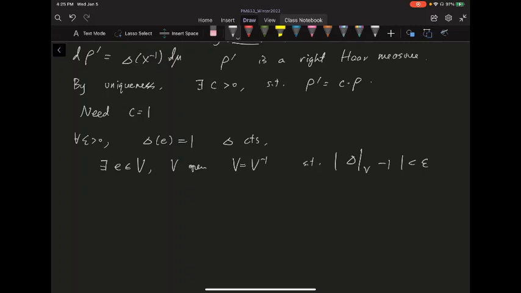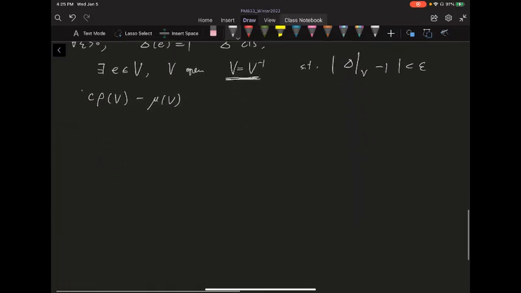So now because of that, if I want to compare c rho of V and mu of V, on one side, because this V is symmetric, I pick it so that V and V inverse are the same. So rho of V and mu of V should be the same. If I do the absolute value here, on one side, this is just equal to c times mu of V minus mu of V, which just equals c minus 1 times mu of V.